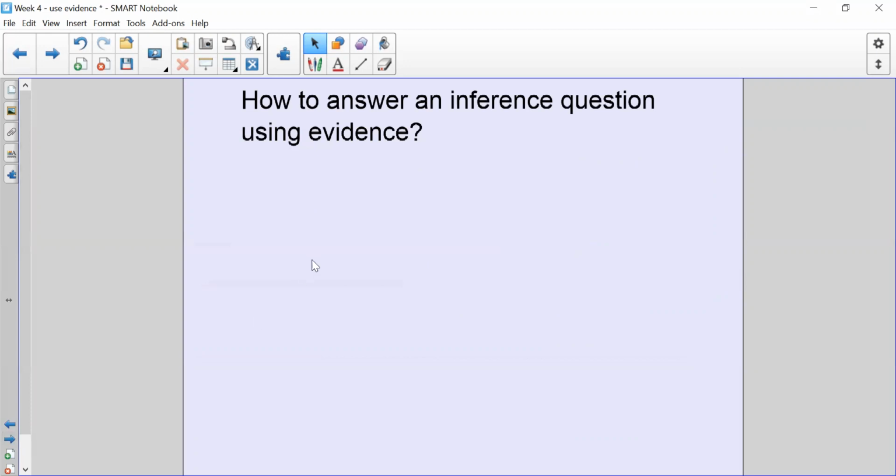So can you have a quick think about if you had to teach me how to answer an inference question? So if you had to see a question that we've been looking at over the past couple of days, how would you teach me to answer that question? So what would be the success criteria? What would be those steps I would need to follow in order to successfully answer that question?